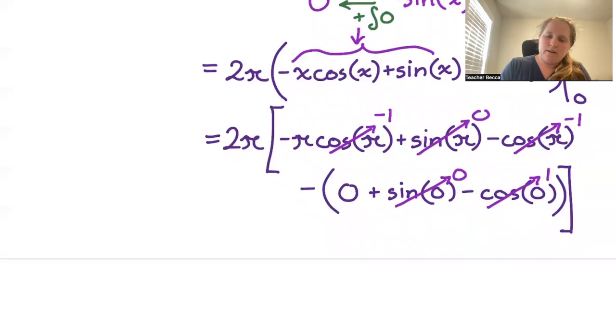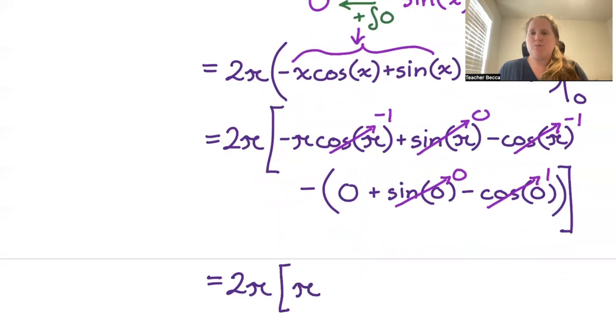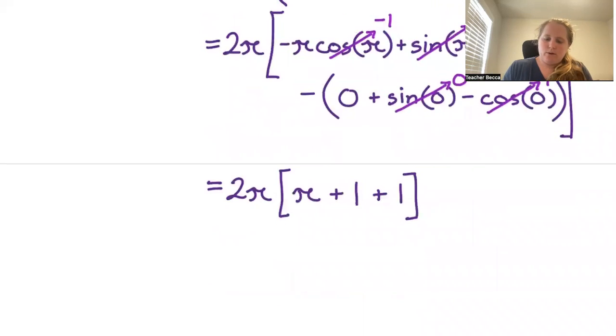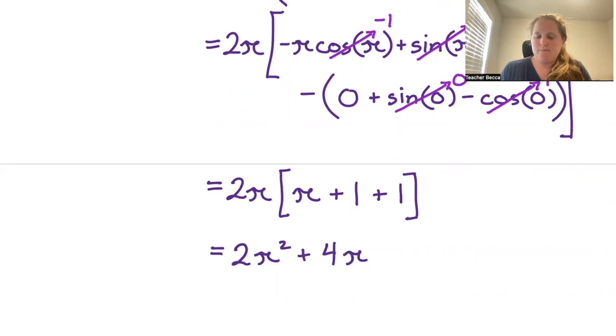So we are looking at 2 pi times, in brackets, negative pi times -1 is pi. And we have plus 0 minus a -1 becomes plus 1. Then we are subtracting off a -1, so we become another plus 1. Let me update my screen quickly. 2 pi times pi plus 1 plus 1, or in other words, 2 pi squared plus 4 pi. So this is our volume.